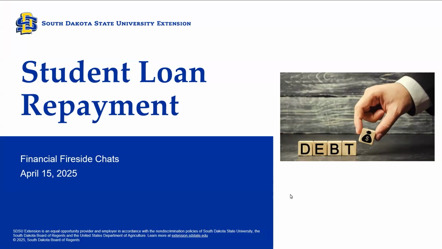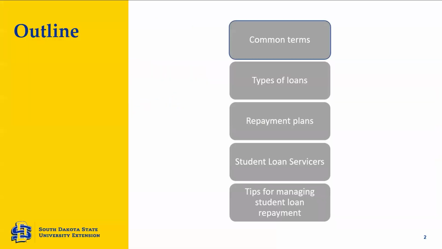So to get started this evening, the things I'm going to cover tonight are just some common terms related to student loan repayment. I'm going to talk about different types of loans, repayment plans, student loan servicers, and then within that, I'll talk about consolidation and what to do if loans are in default, and a few other issues. And then we'll wrap things up with some tips for managing those student loan payments. And then I'll end with some resources and references for you.